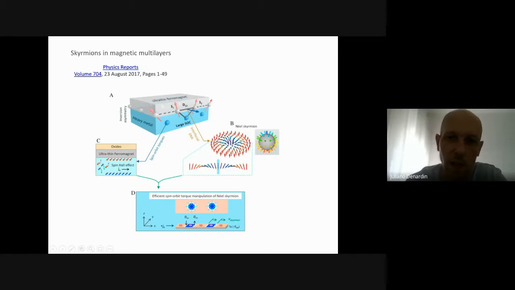In this case, this is a Néel skyrmion. There are also Bloch skyrmions, but this makes the skyrmion very stable to defects and very easy to move by current pulses, for instance. And of course, skyrmions can also be affected by magnetic and electric fields, and can also suffer from the Hall effect.